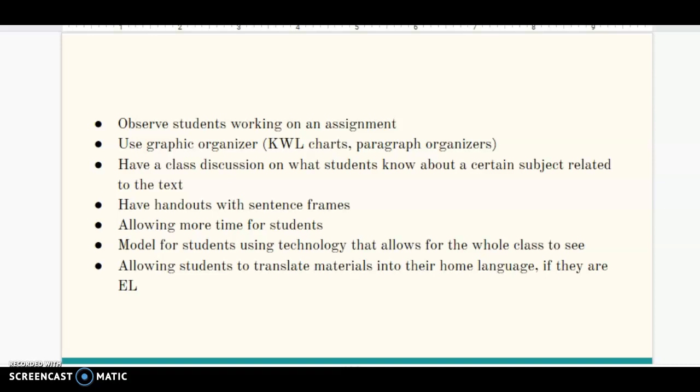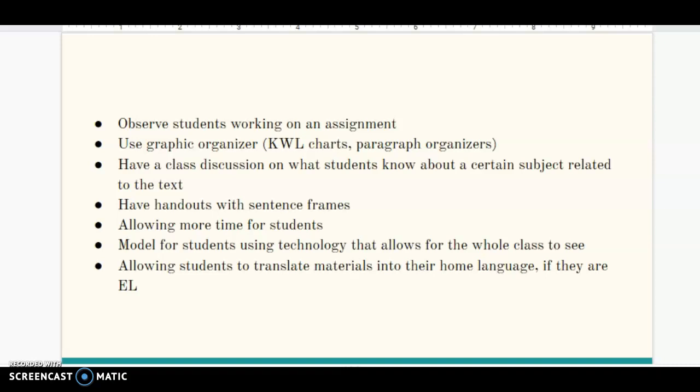And then also allowing students to translate materials into their home language if they are EL. So that also ties back to allowing more time for students. Just because they are translating, it's going to take them longer to process from going from one language to the next, or even having them write it in their home language first and then translate it into English.